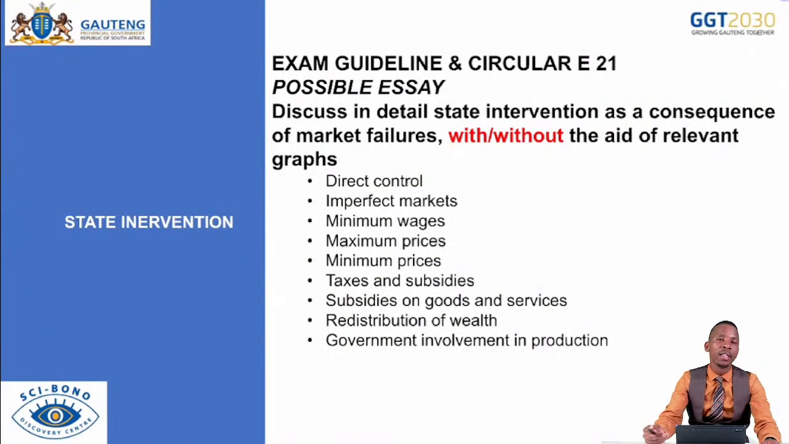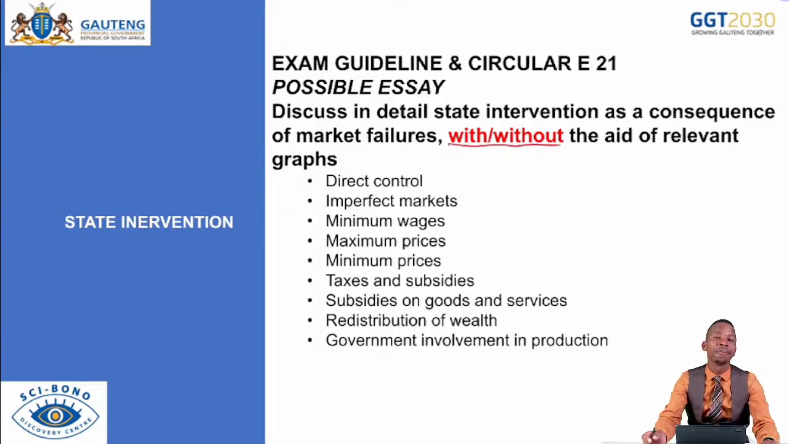And then this is sourced from the examination guideline. This is actually our examination guideline. Exam guideline and circular E21: possible essay discussing detailed state intervention as a consequence of market failures with or without the aid of relevant graphs.